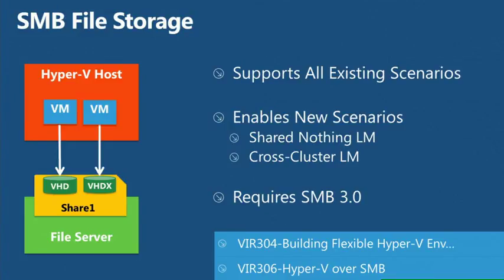So you can talk about shared nothing live migration. You could talk about cross-cluster live migration. All these features depend upon the SMB 3.0 support. And even though we don't actively block the previous version of the protocol, we don't support it for obvious reasons. We want your experience to be seamless, and we don't want our support center to be inundated with calls.